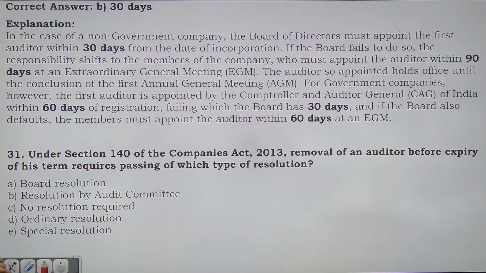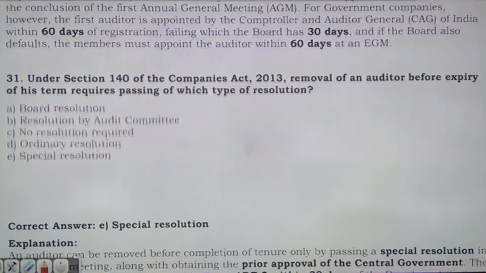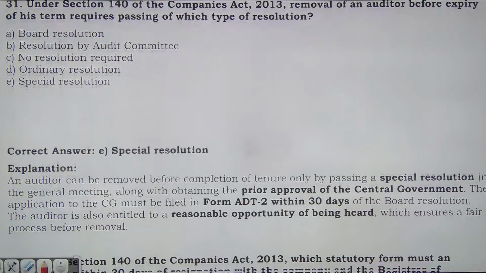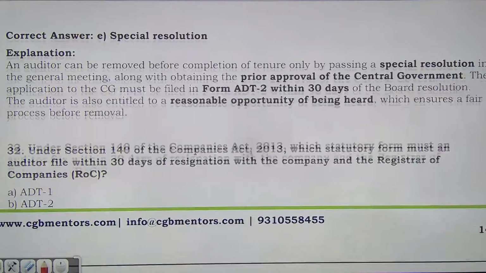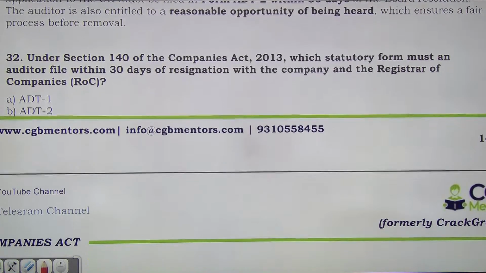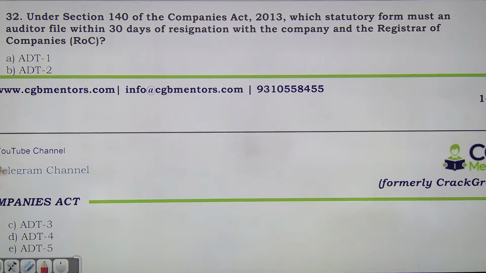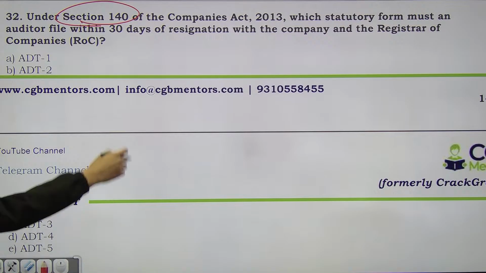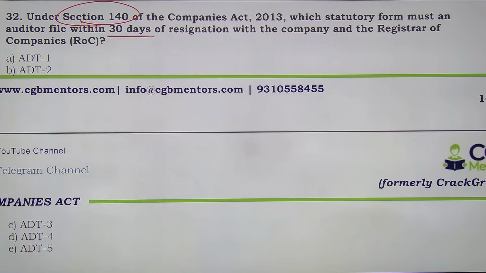Okay, now moving forward to the next question. Okay. Question number 32. Question number 32 is asking you, give me a second. Okay, so question number 32 is asking you, according to section number 140 of the Companies Act, which statutory form must an auditor file within 30 days of the resignation with the company and registrar of the company.